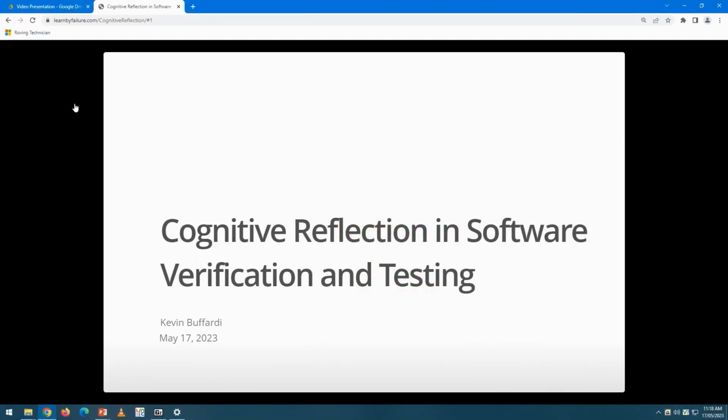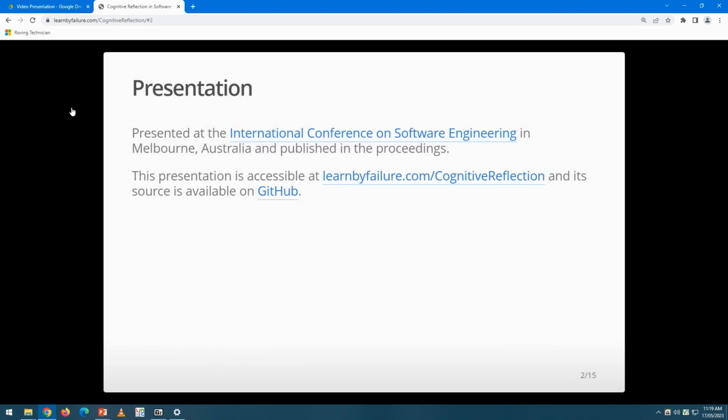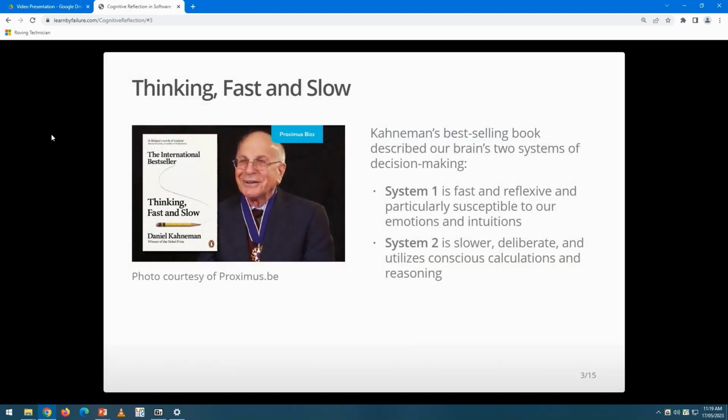Hi, everyone. Glad to be here and share with you some research that I did that was kind of a study by accident. Before I get started, I wanted to point out that if you're interested in getting the slides, this is all published on my website, learnbyfailure.com/cognitive reflection. And when I said it happened by accident, it happened when I was reading a book that has nothing, at least directly, to do with computer science.